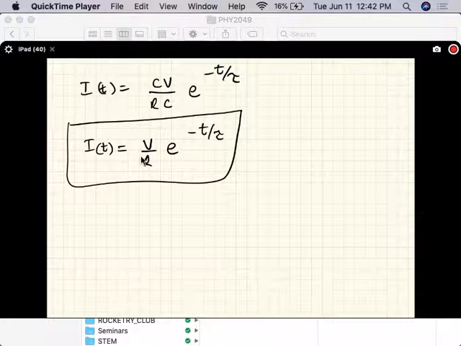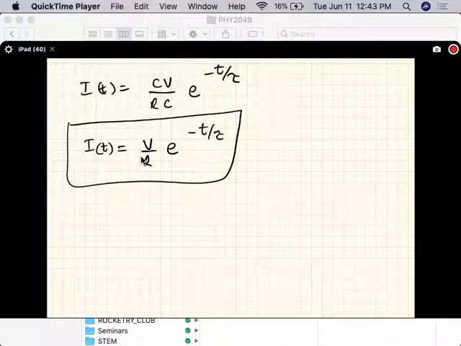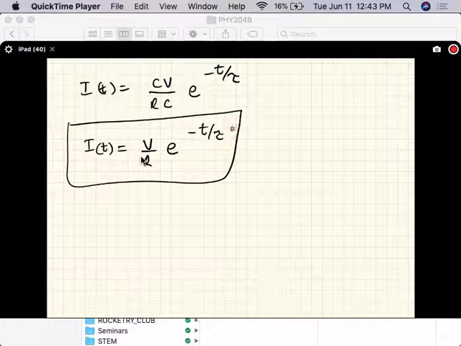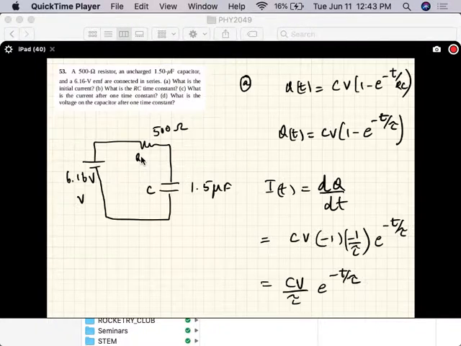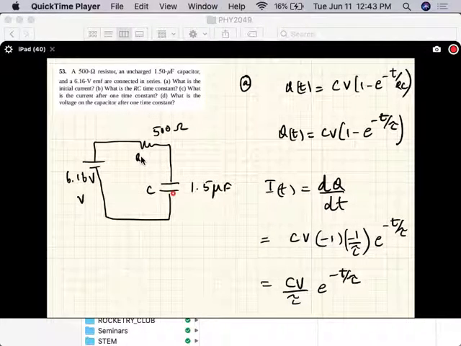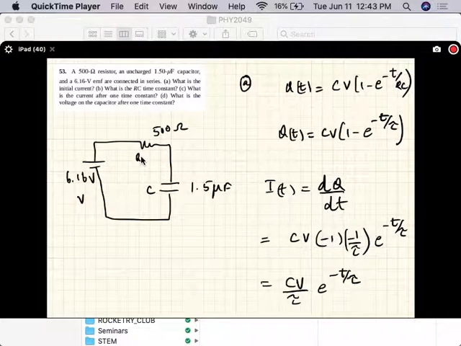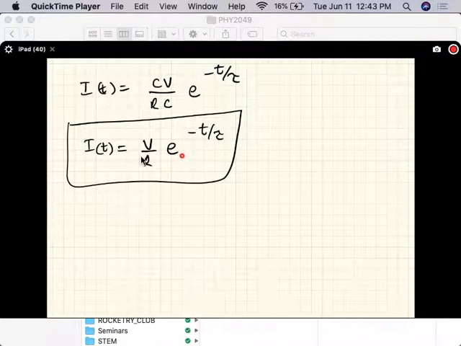I just re-derived it. Okay, so let's look at this expression. At t equal to 0, this exponential is 1. And V over R would be the current in the circuit if the capacitor was not present. Because the capacitor is present, the current is dying exponentially as the capacitor is getting charged.